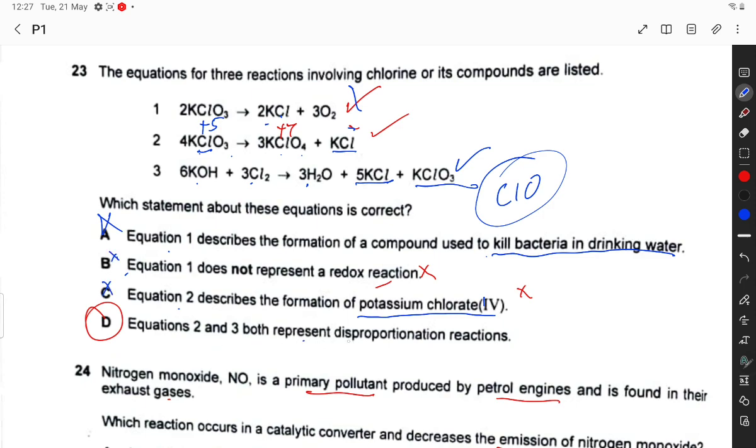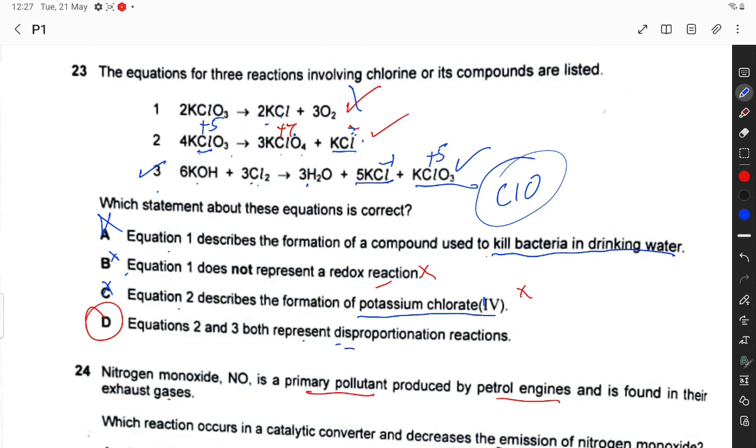Equation 2 and 3 both represent disproportionation reactions, because chlorine is both oxidized and reduced at the same time. So that's why it is disproportionation, and in this case chlorine is oxidized and reduced. Over here the oxidation state is -1 and over here +5.